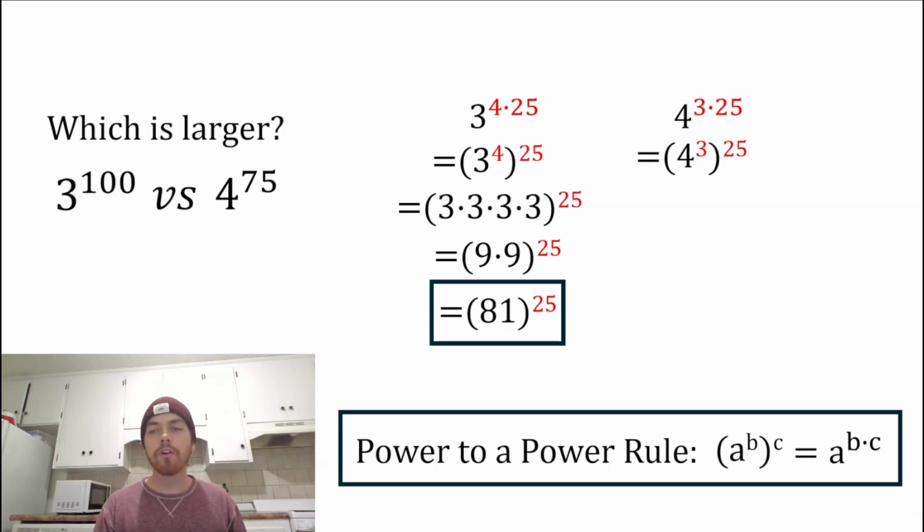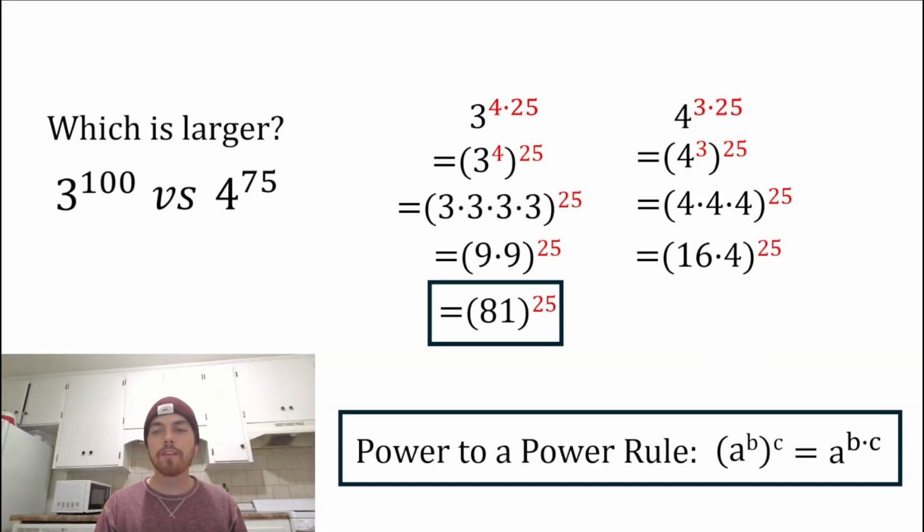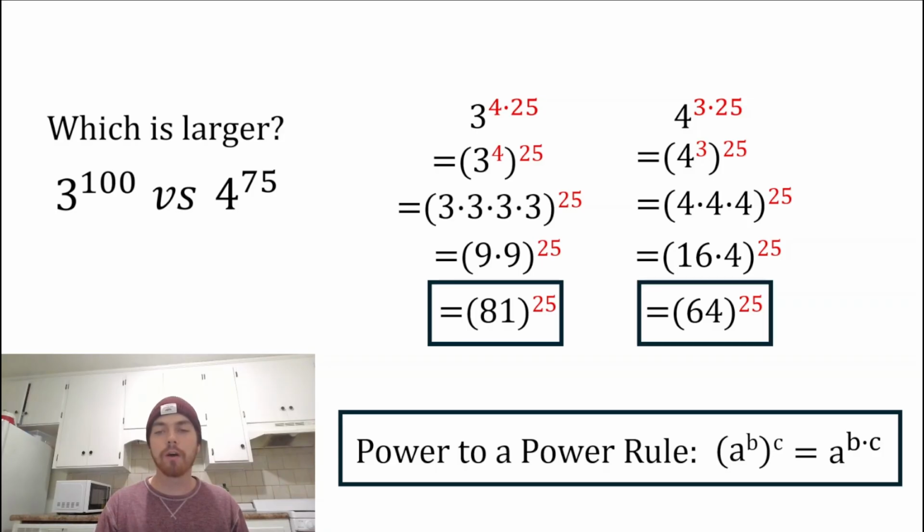4 to the 3rd is 4 times 4 times 4, and that's all going to be to the 25. That's 16 times 4 to the 25th power, which is 64 to the 25th power. And we won't be able to simplify that anymore without expanding 64 to the 25th, which is also a huge number. So let's put a box around that as well.